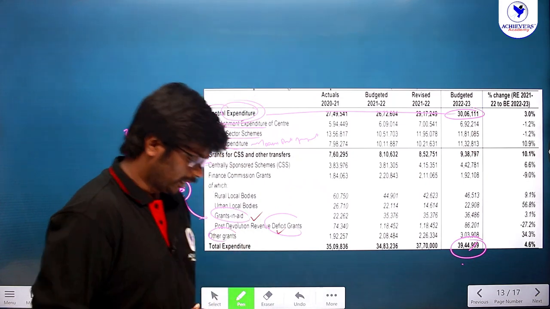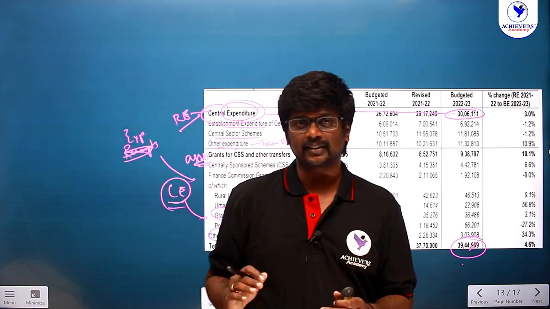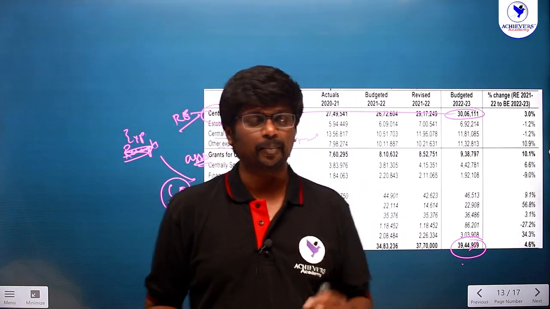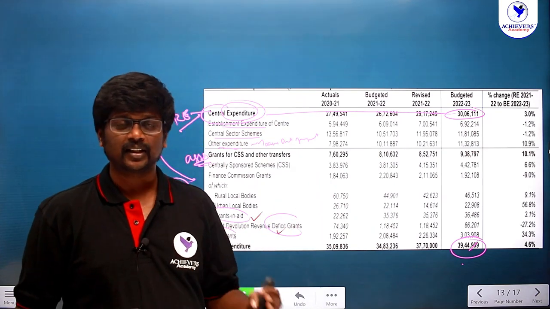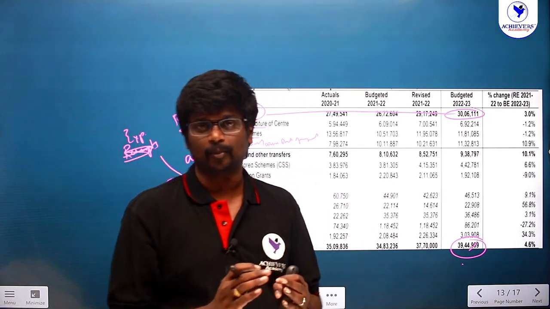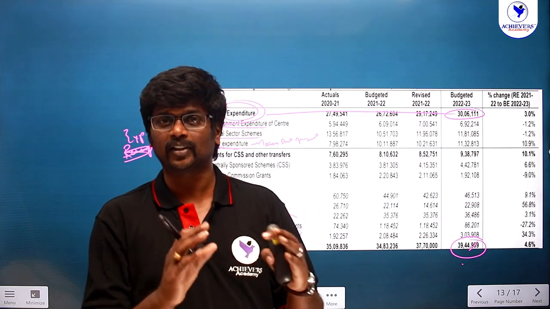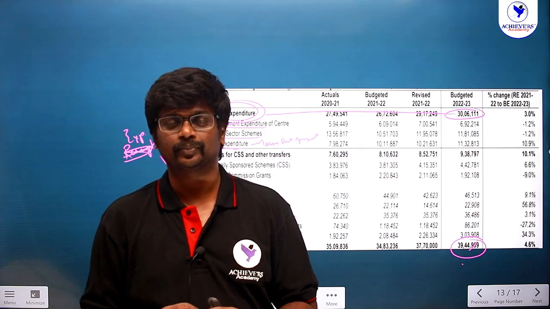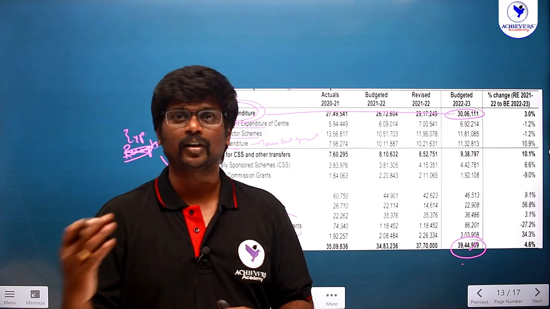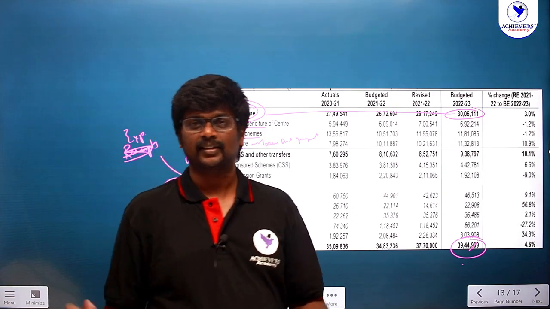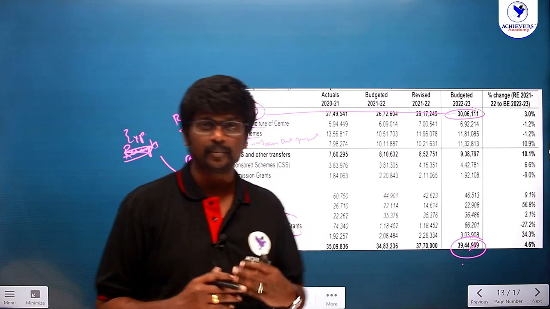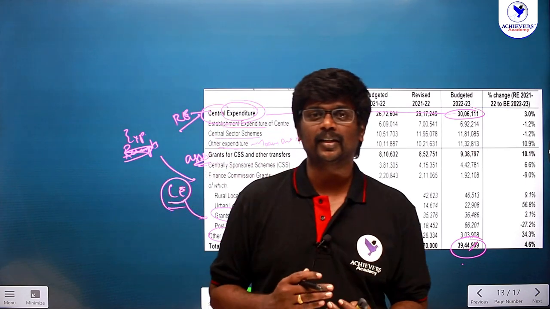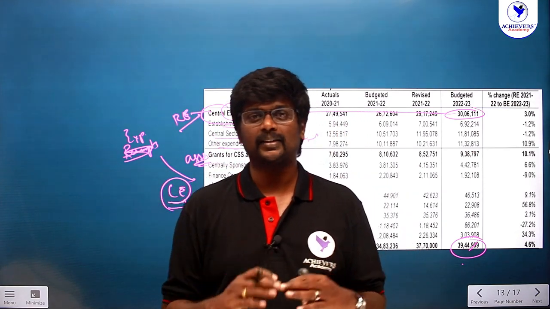One more thing, the Finance Commission's suggestions are only recommendatory in nature and are not binding on the government. For example, if the Finance Commission tomorrow says that 50% of the tax revenue should be shared with the states, then the center can say no. It might not go with the Finance Commission's suggestions. Similarly, the grants-in-aid proposed to states by the Finance Commission may not be accepted by the center.